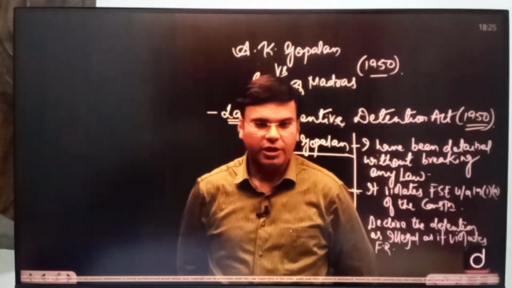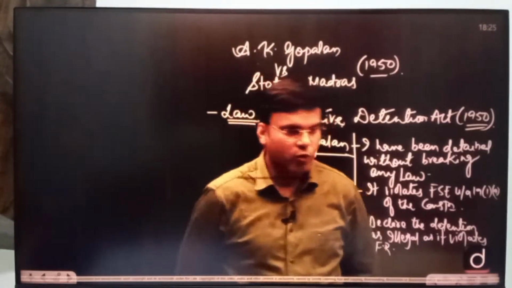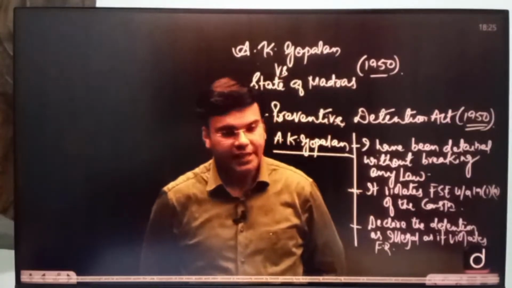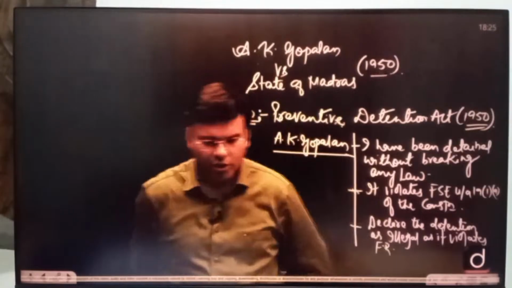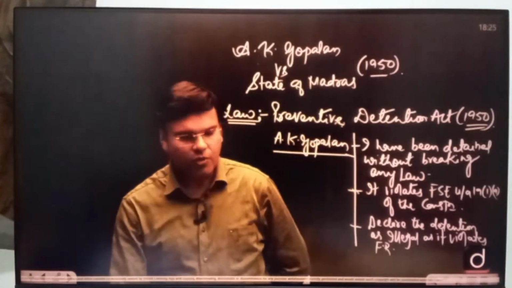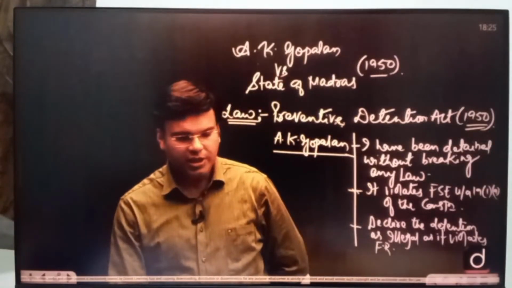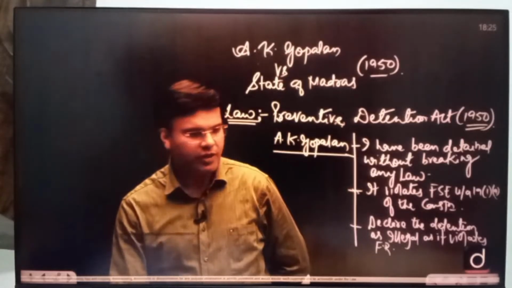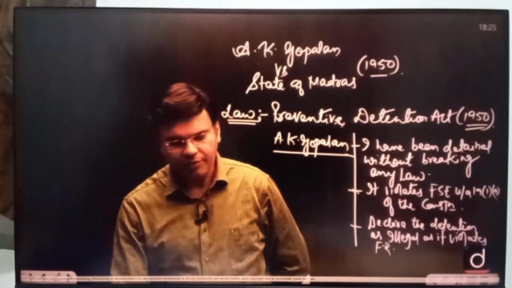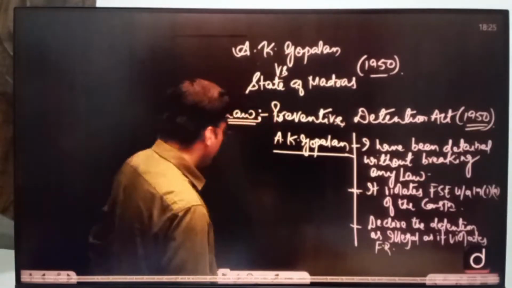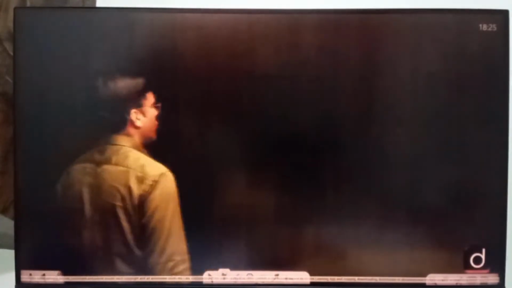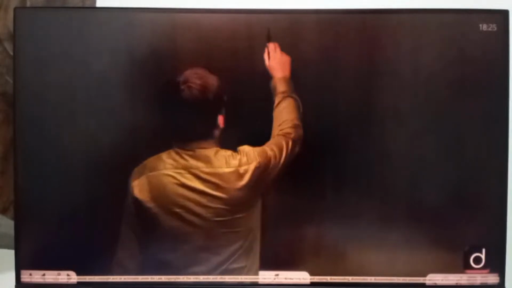In the immediate case, there is a politician called A.K. Gopalan. He is detained under the anti-detention law, which means this person now is detained under the Act, which is Preventive Detention Act 1950. Where did Supreme Court realize the concept of due process of law?